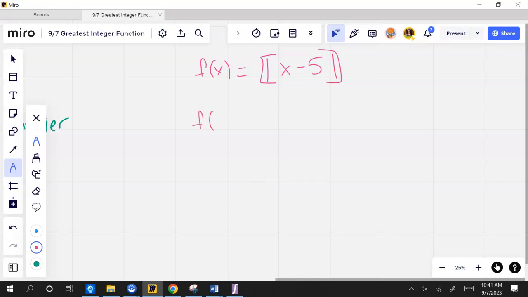What would happen if I asked you to find f of -3.8? You do the inside first, right? I do -3.8 minus 5. Well, what is -3.8 minus 5? And now, what does that equal? -2. Good job.